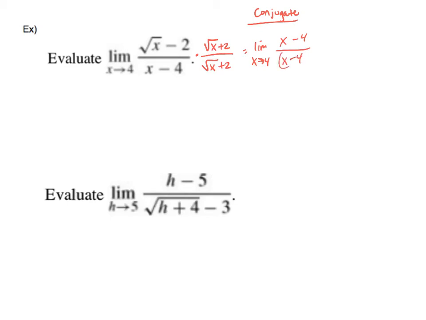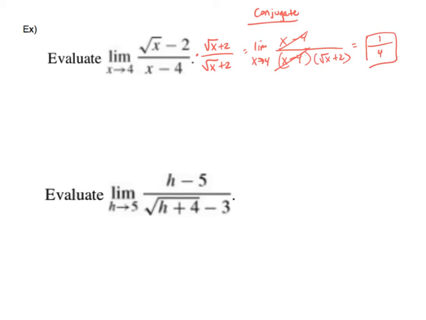Do not FOIL where the conjugates are not. That would just give you a mess. And again, we want to cancel out that x minus 4. So therefore, we don't want to FOIL and lose it. Cancel, and then evaluate. So we get a 1 over 4. Right? Root 4 plus 2.